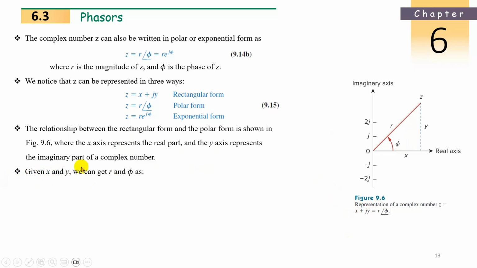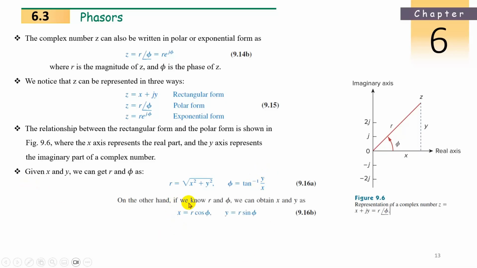Now, given x and y, we can write r and phi. X and y are already given, so what are r and phi? We can directly write: r is the square root of x square plus y square, and phi is tan inverse of y by x. Square root of x square plus y square is nothing but r, and phi is nothing but tan inverse of y by x.